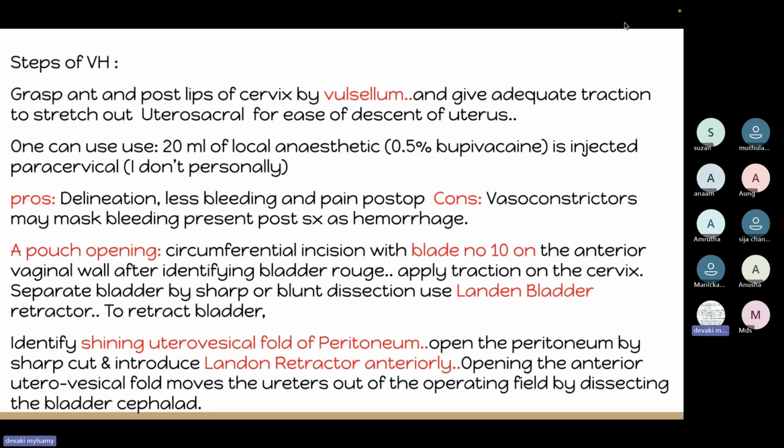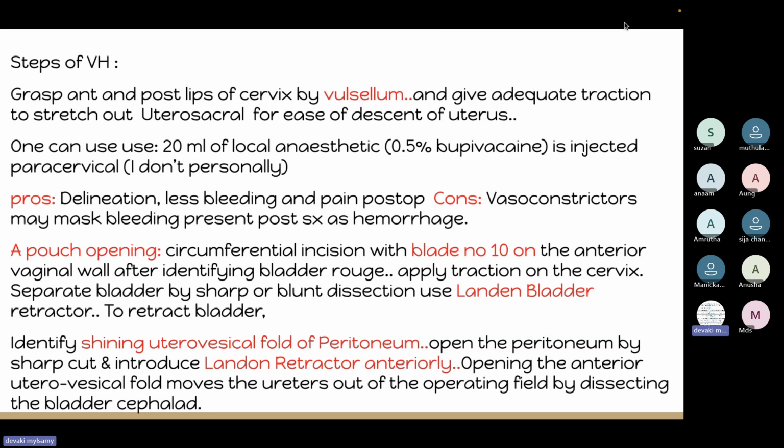Again, you have to apply traction on the cervix and separate the bladder with the help of either sharp or blunt dissection. Use a Landon to retract the bladder here. Okay, so the Landon bladder retractor is used to retract your bladder. If you are in the right plane, you will identify the shining uterovesical fold of peritoneum. Open this peritoneum by a sharp cut with the help of two straight arteries or two curved arteries. In between that, you can cut this. Then there might be vesical peritoneal fluid which will come up.